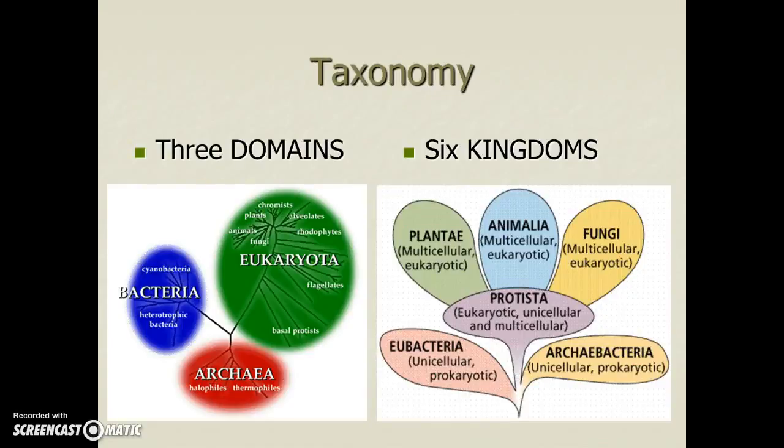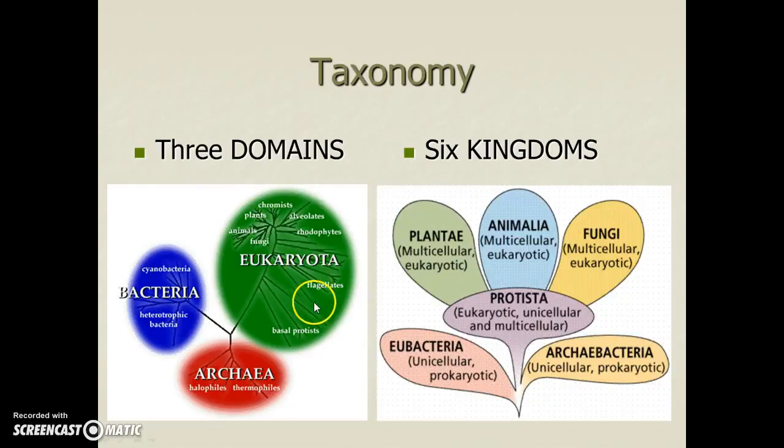When you're looking at taxonomy, there are three major domains and six kingdoms. The three major domains: if it's eukaryotes, that's one. If it's not eukaryotes, if it's prokaryotes, then the prokaryotes can be broken down into bacteria, which is the common type of bacteria, or archaea, which is more of an ancient, or very old, type of bacteria.